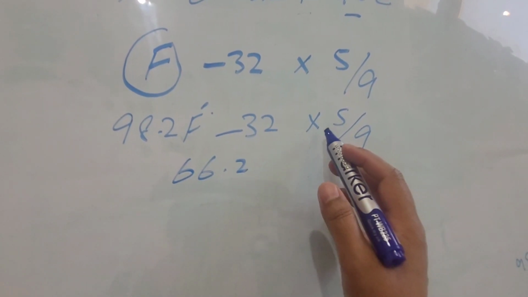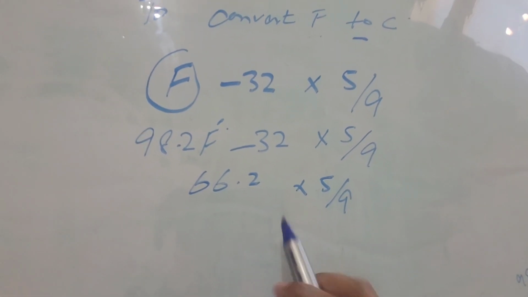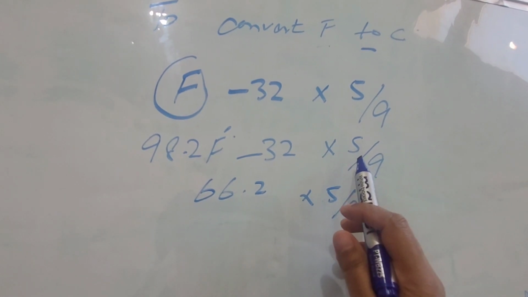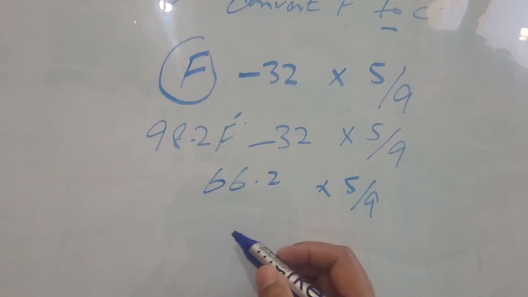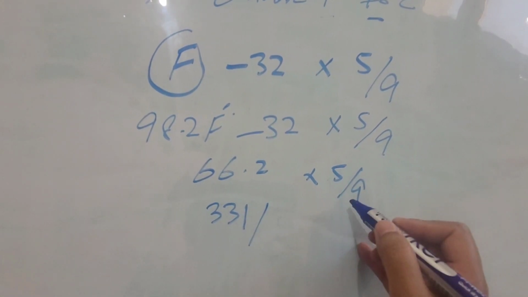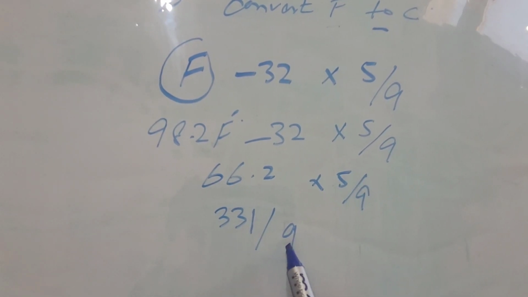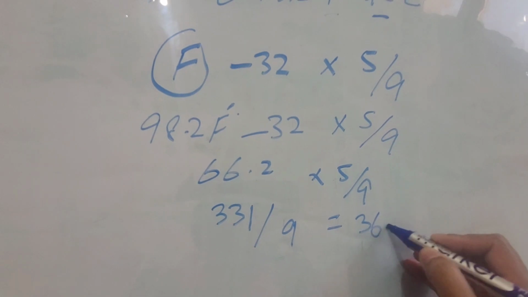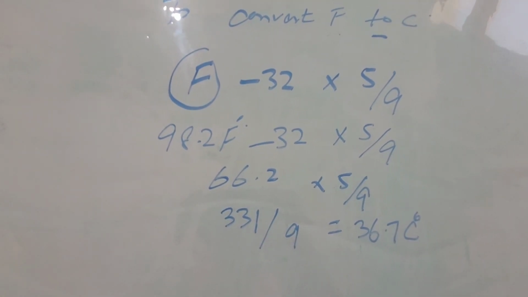66.2. Then multiply 5 by 9. Now what will we do? The 66.2 multiply by 5. When you multiply 66.2 by 5, your answer will come 331. Then divide by 9. Now 331 divided by 9, your answer will come here 36.7 centigrade degree, the Celsius.